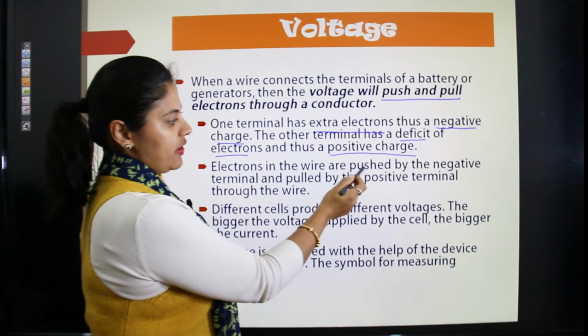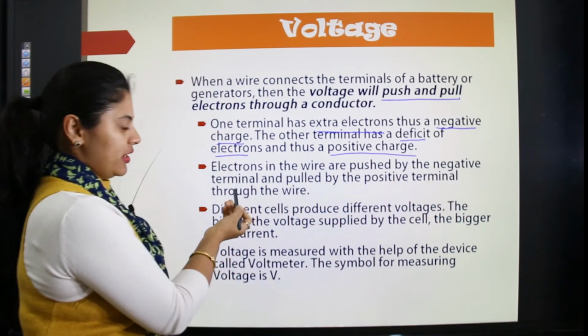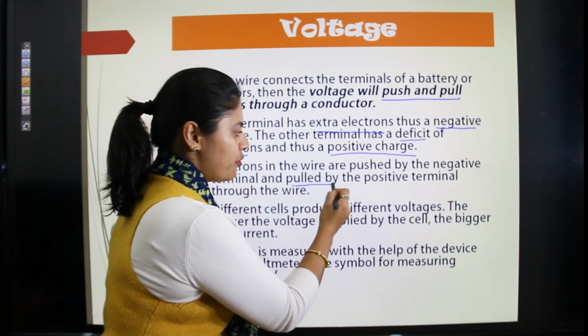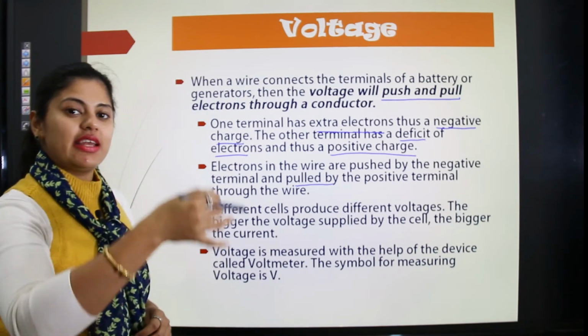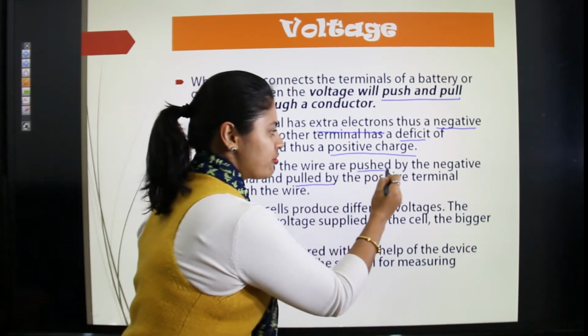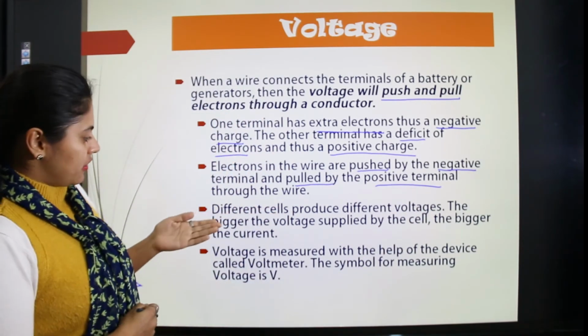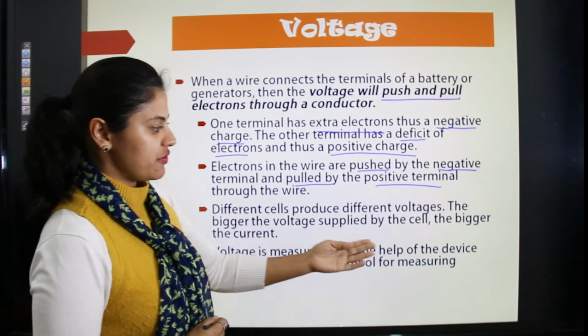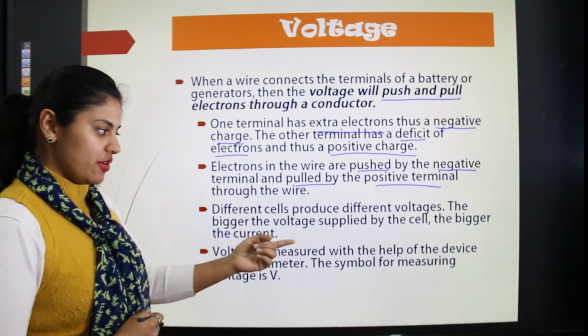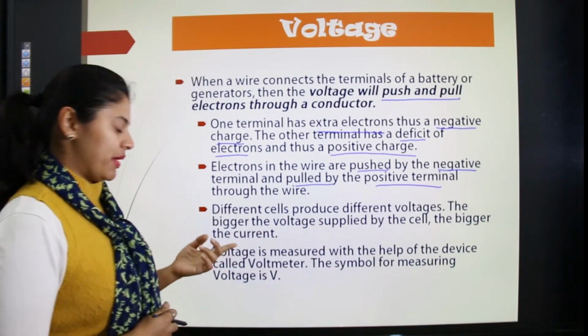Electrons in the wire are pushed by the negative terminal and pulled by the positive terminal, because they need more electrons, and pushed by the negative terminal through the wire. Different cells produce different voltages. The bigger the voltage supplied by the cell, the bigger the current.